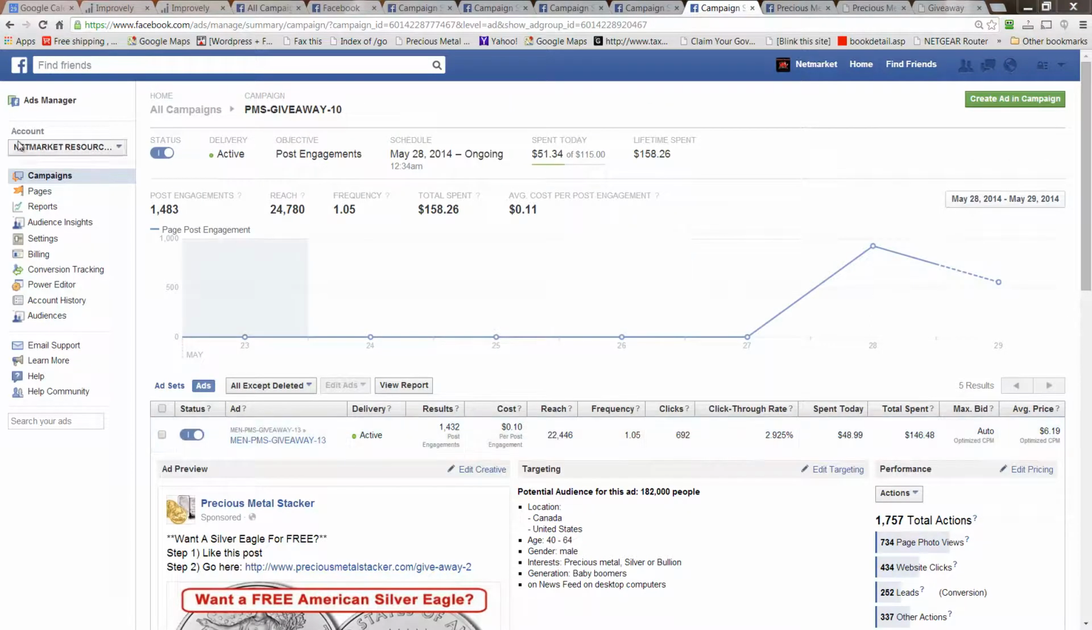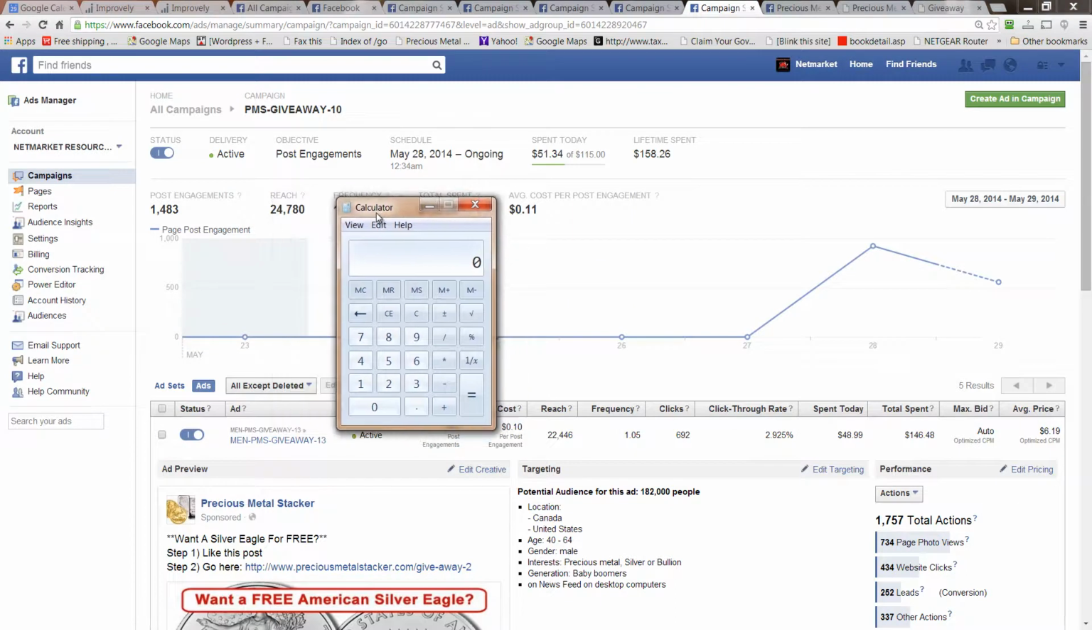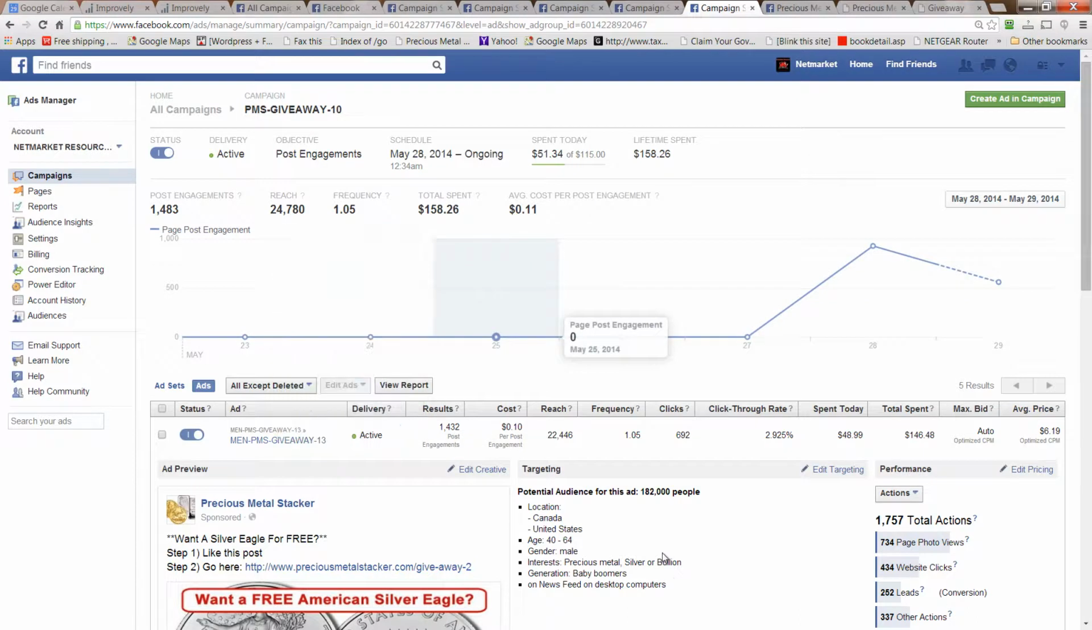So right now, let's see, $158 divided by 692. So it's 22 cents per click on average. And $158 divided by 252. So we're spending about 62 cents a lead, which is great. That's a much more acceptable cost per lead, and I'm sure we can even get this down some more.